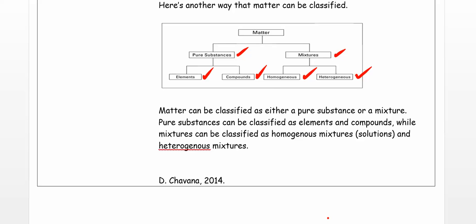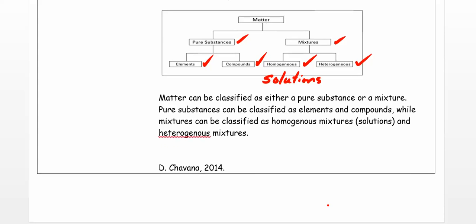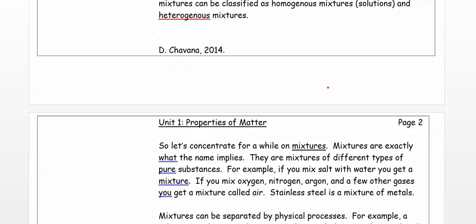Another name for homogeneous mixtures is this: solution. I'll try to write this clearly. Solutions. A homogeneous mixture is a solution. So homogeneous mixtures and solutions are the same thing. And of course, heterogeneous mixture. So matter can be classified as either a pure substance or a mixture, and then pure substances can be classified as elements and compounds, while mixtures can be classified as homogeneous or solutions and heterogeneous mixtures. All right, so that's the second way of classifying matter.